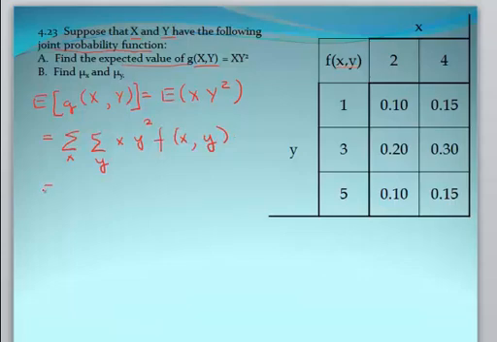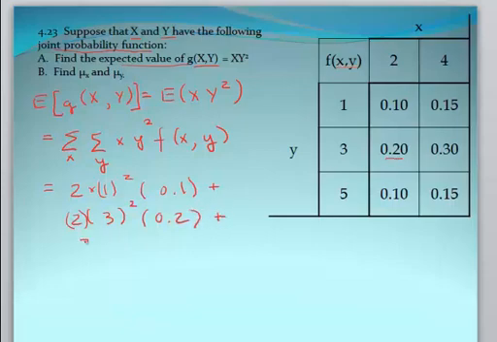We go, if x is 2 and y is 1, right, then we're going to have 2 times 1 squared times the probability right there, which is 0.1, plus 2 times 3 squared, right, times 0.2, that's what we've got right there, plus 2 times 5 squared times 0.1, plus 4 times 1 squared, 0.15.